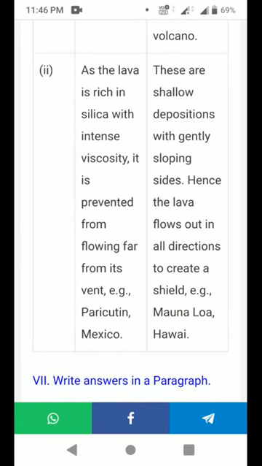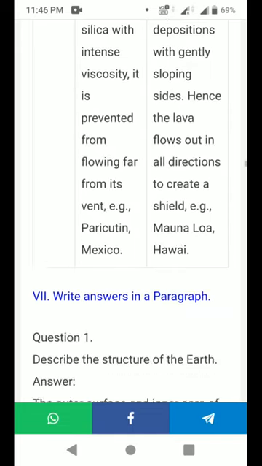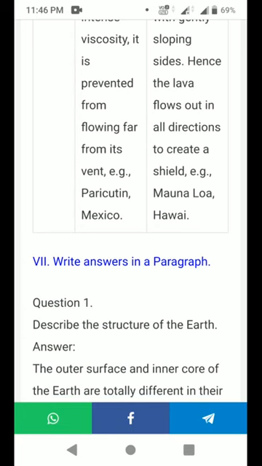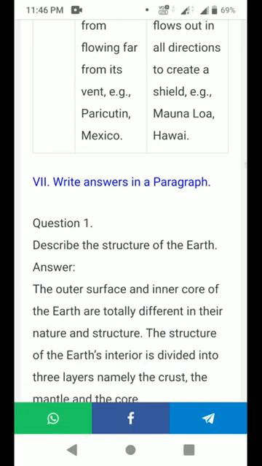Example, Paricutin, Mexico. Shield volcanoes are formed by less viscous lava. These are shallow depositions with gently sloping sides. Hence, the lava flows out in all directions to create a shield. Example, Mauna Loa in Hawaii.